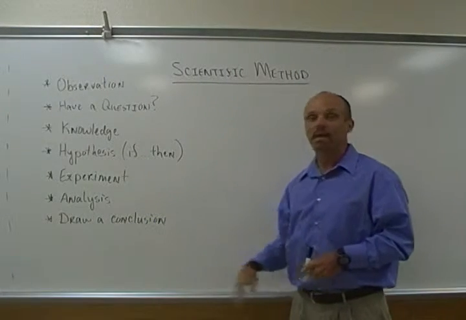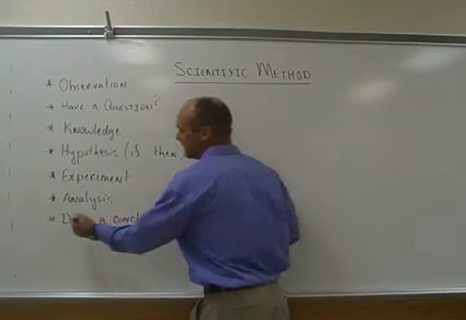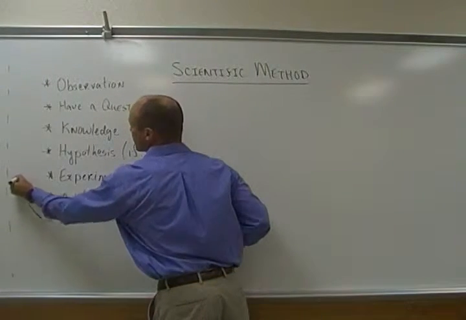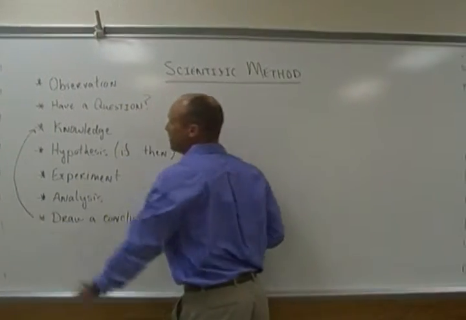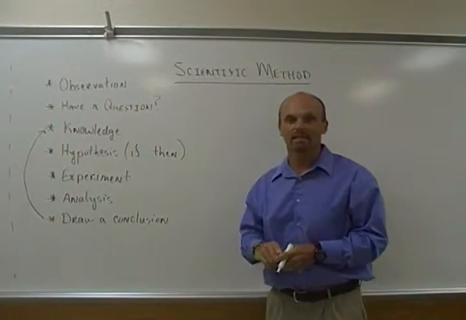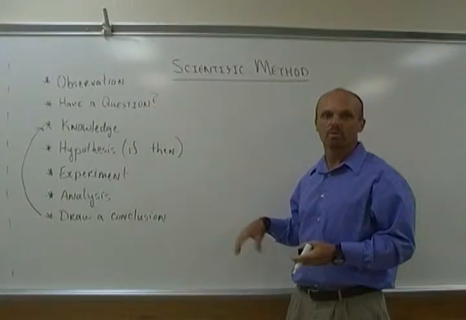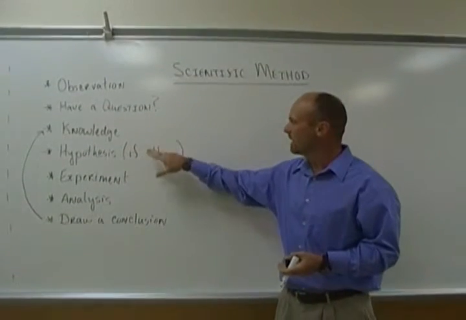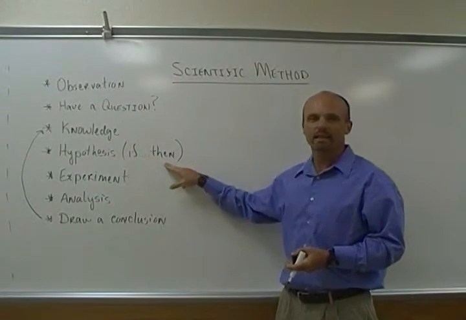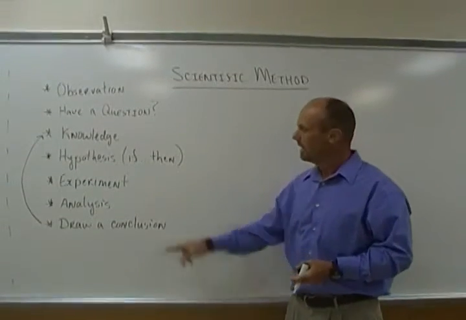Or the light stayed off. Now, if the light stays off, I have to go back to my knowledge. My knowledge tells me, okay, it's not the switch, it's probably the light bulb. And so I go to the hypothesis again: if I change the light bulb, then the light will come on.